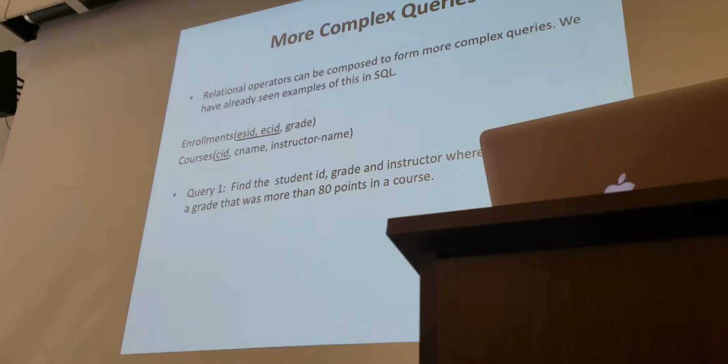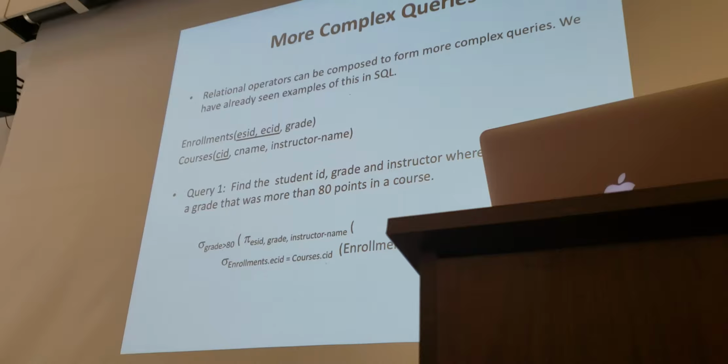Query 1. Find the student ID, grade, and instructor where the student had a grade that was more than 80 points in the course. Okay, so I'm going to find the student ID, grade, and instructor where the student's grade was more than 80 in the course. Not very hard to write. What I can do is take the product of enrollments and courses and then say I only want it where the student was enrolled in the course.